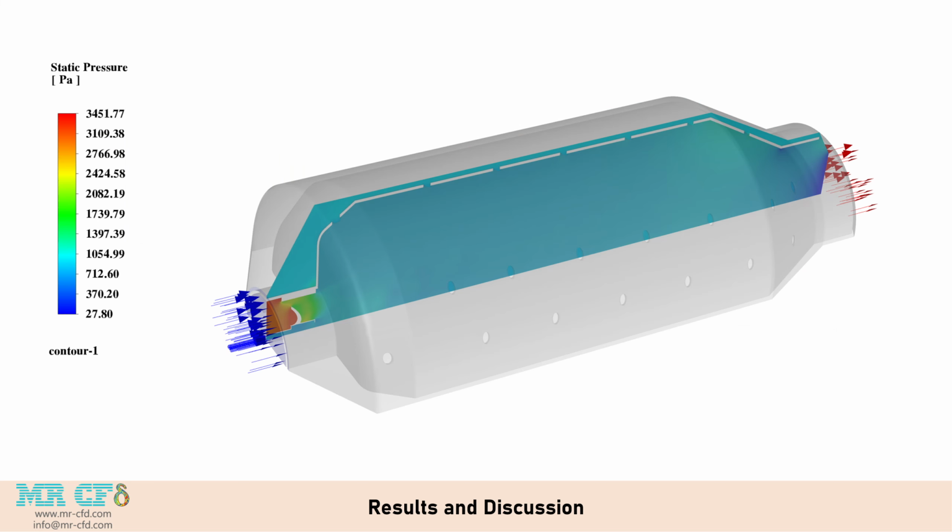The static pressure contour shows higher pressures near the inlets and lower pressures towards the outlet, driving the flow through the combustor. Pressure variations are relatively small, with a range of about 3,400 Pascal, suggesting a well-designed flow path with minimal pressure losses, which is crucial for overall engine efficiency.